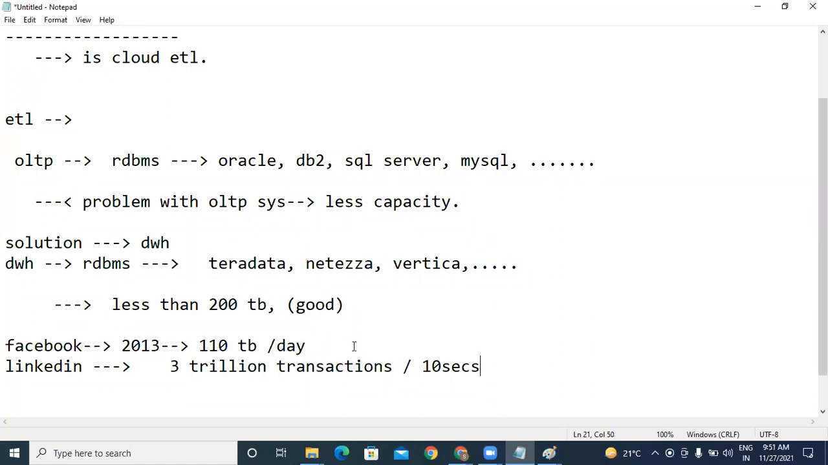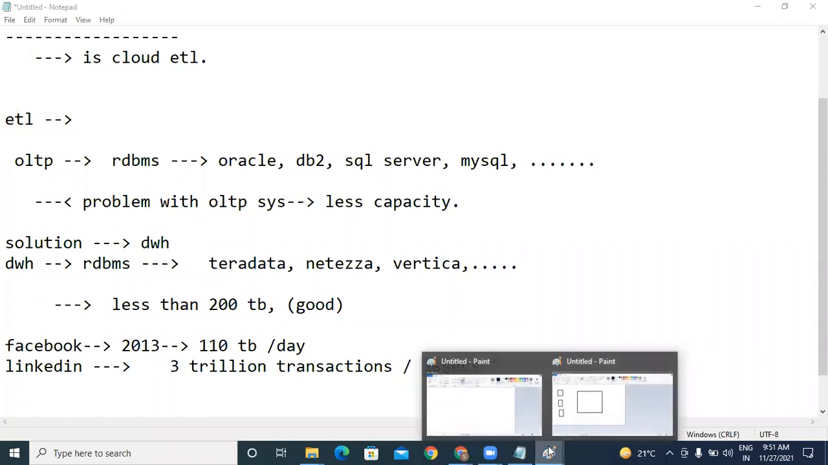That much volume. If you want Oracle or normal databases, normal storage systems to capture all these transactions, the transaction systems will crash, will fail. Because of so many online applications and so much user involvement, the data volume drastically increases. It's only for 10 seconds, 3 trillion transactions. Got it? So if you talk about a day, much calculation is there. So this is the problem with the traditional data warehouses.